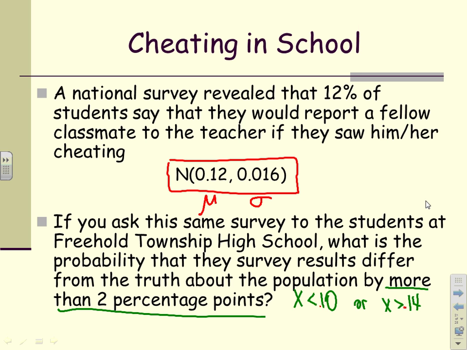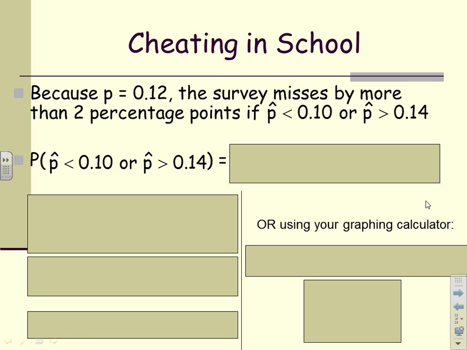So let's go ahead and get ourselves into the problem. It says because p is 0.12, the survey misses by more than 2 percentage points if p hat is less than 0.10 or p hat is greater than 0.14. This is our first situation looking at that p hat that we're going to be spending more time with later on. We've seen the y hat, which is just an estimated y value. We did that with linear regression. When we're talking about p hat, we're talking about here an estimated proportion.